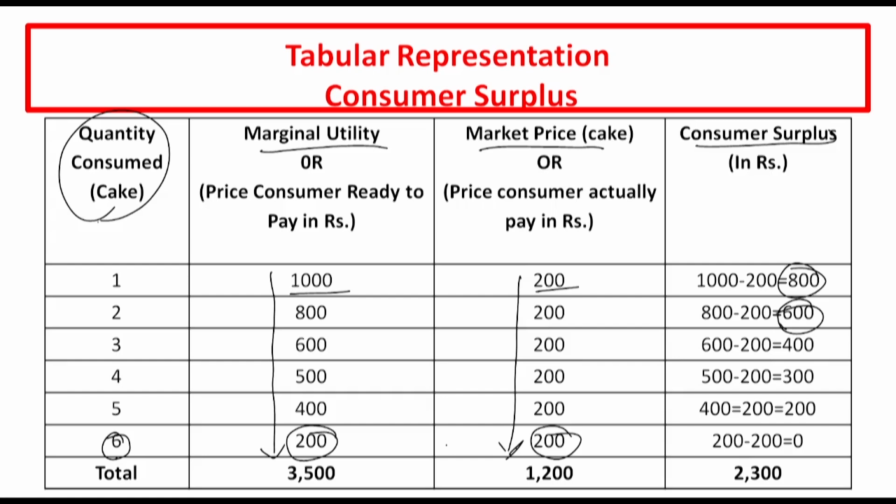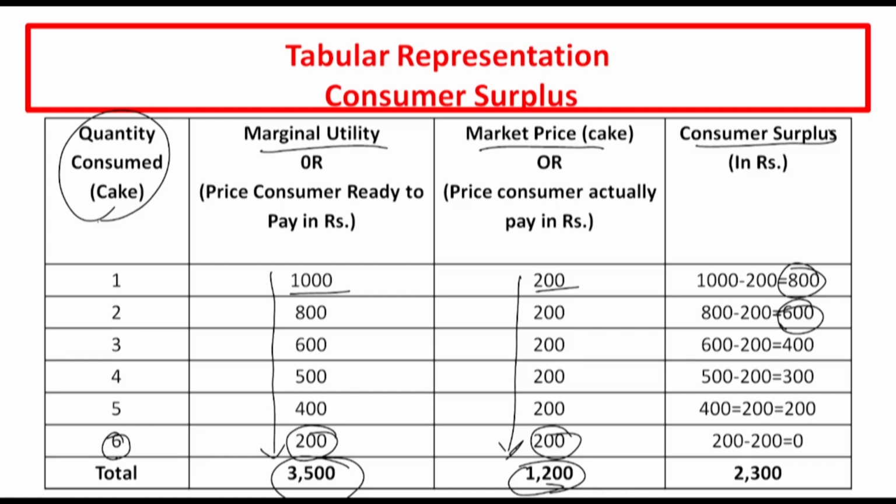Above this point, the consumer is in consumer surplus. Below this point, the consumer will be in consumer disbenefit or consumer deficit. So overall, he has spent 3,500 rupees, which he was willing to pay, or the marginal utility which he has derived from using the commodity. And what he actually paid was a total of 1,200.